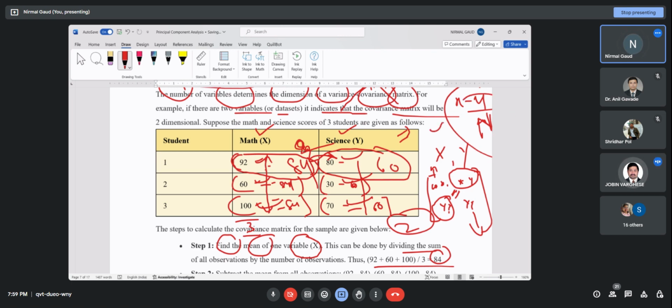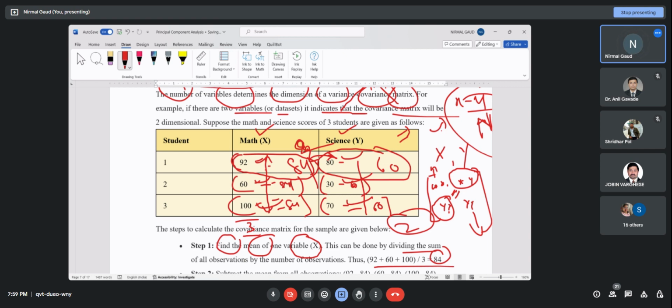Sir, there is a change in this scenario. Like we have math as x and science as y. The total population is six data points: 92, 60, 100, 80, 30, 70. The total population is 6, and the sample which we are taking is x, right?